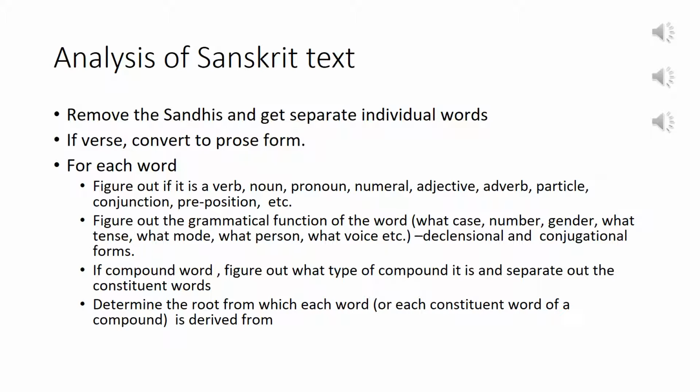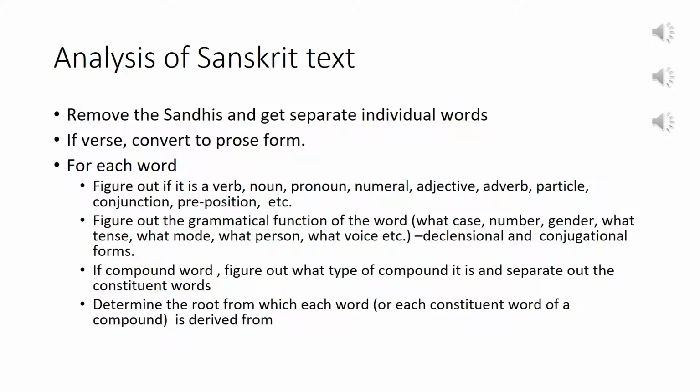What do we mean when we say analyze a text? The process involved is this. First of all, remove the sandhis and get separate individual words. Now, if the text is in verse, you have to convert it to prose form. This means that we'll have to shuffle the order of the words to get a readable text in the natural order. Remember, we said that in Sanskrit, the words in a sentence proclaim their function by means of inflectional differences, declensions and conjugations. So poets have a big leeway in the construction of their lines.